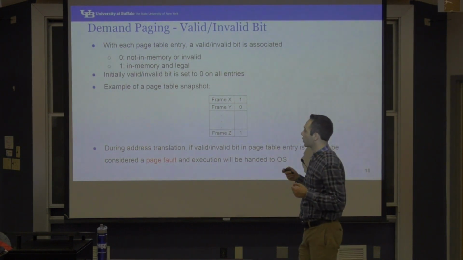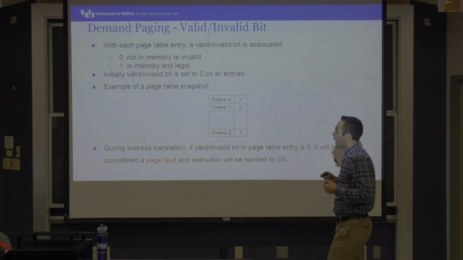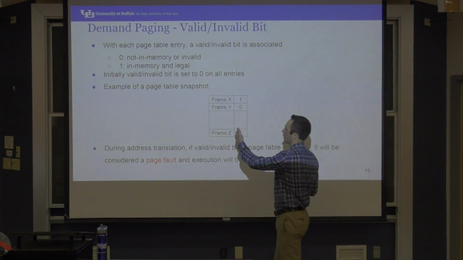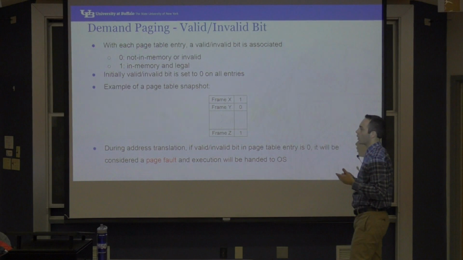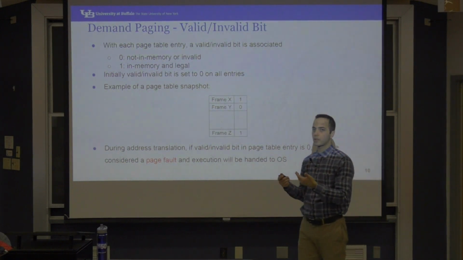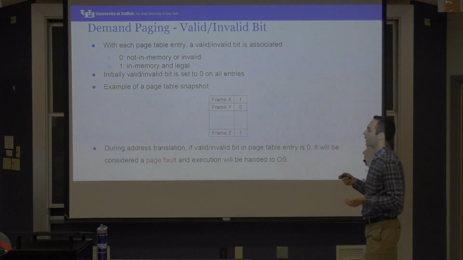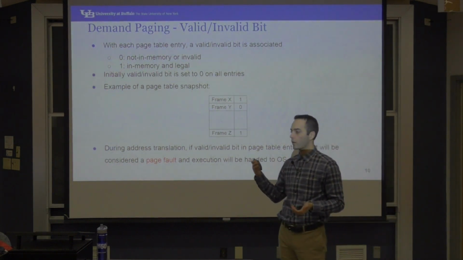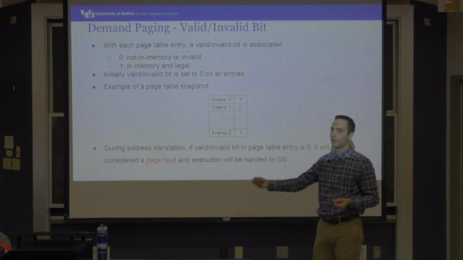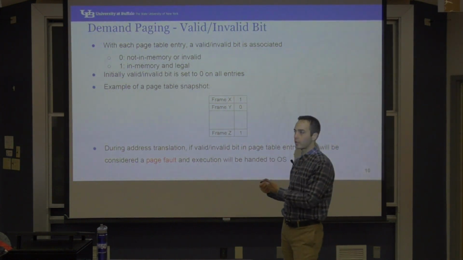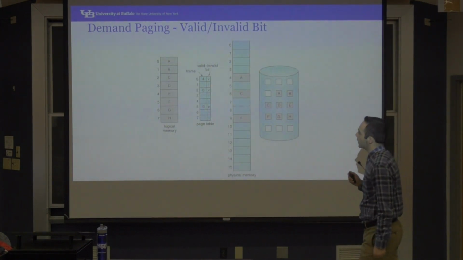During address translation, any page access will check the page table, and if the invalid bit is 0, that means that page is not loaded in memory, so that will cause a page fault. The operating system will handle it and see if the process is okay to access that page or not. If it is, then we load it. If it's not, then we abort it. Okay? So this is a diagram for this.